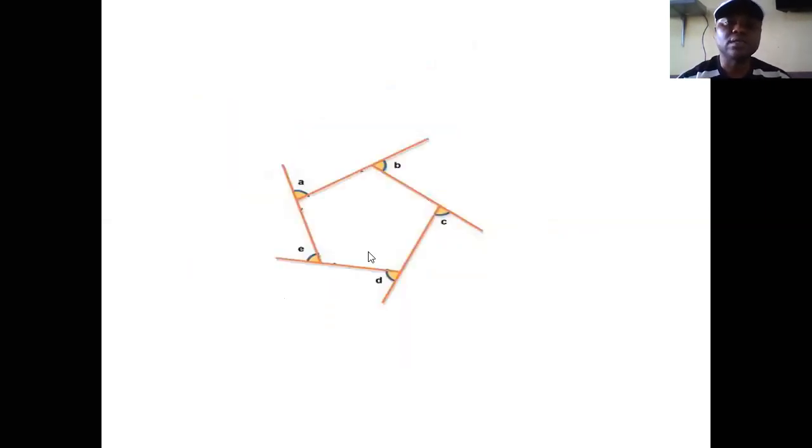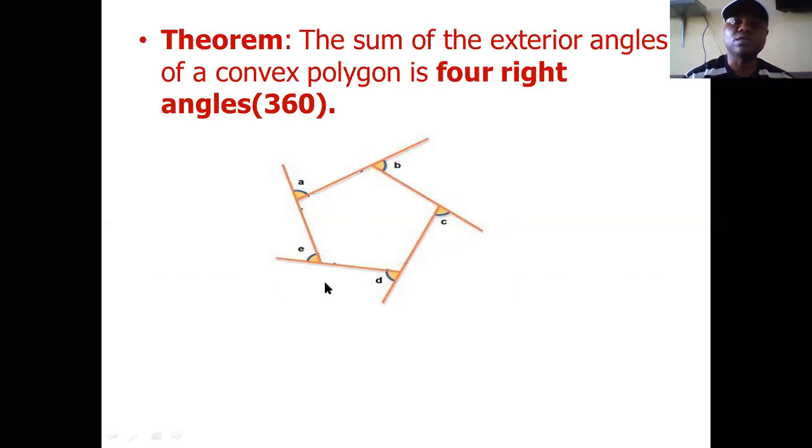Look at the figure here. Angles A, B, C, D, E are all exterior angles. Take note, they are all exterior angles of this convex pentagon. See, convex pentagon. So let's see what is the sum of the exterior angles.